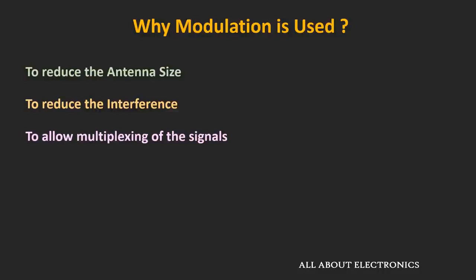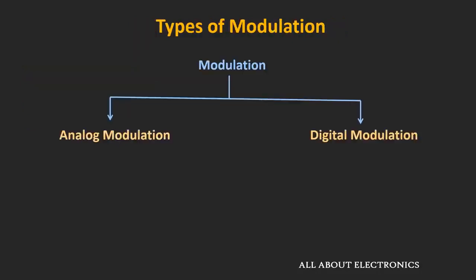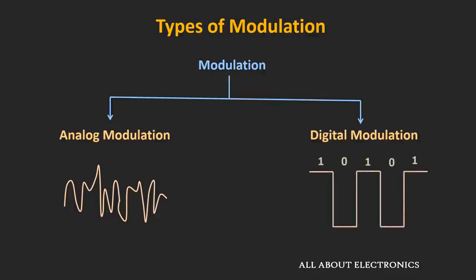Now let us see the different types of modulation. Broadly there are two types of modulation: analog modulation and digital modulation. If the message signal is analog, then it is known as analog modulation, and similarly, if the message signal is in digital form, or in terms of ones and zeros, then it is known as digital modulation. First of all, let us talk about analog modulation.